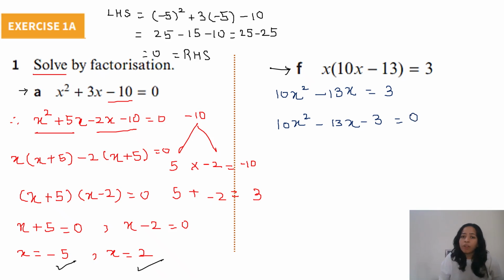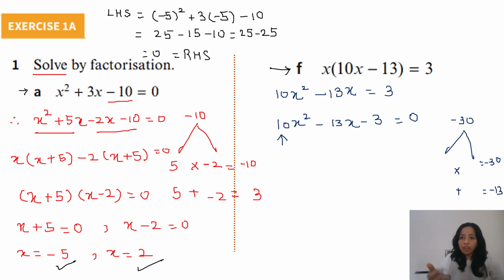Now since there is a number over here with x squared, you need to multiply it with negative 3, which gives us negative 30. In this case, you are supposed to factorize negative 30 so that the product is negative 30 and the sum is negative 13. Okay, so what are the two numbers?